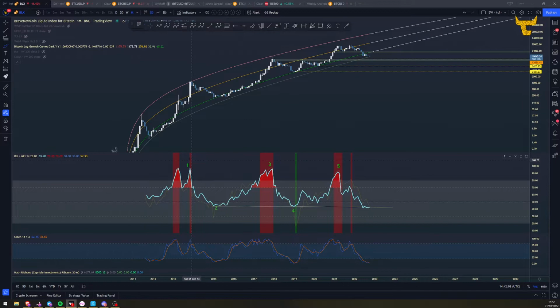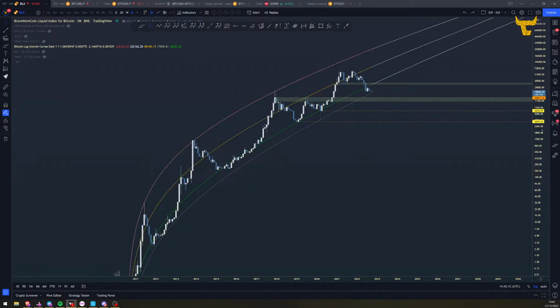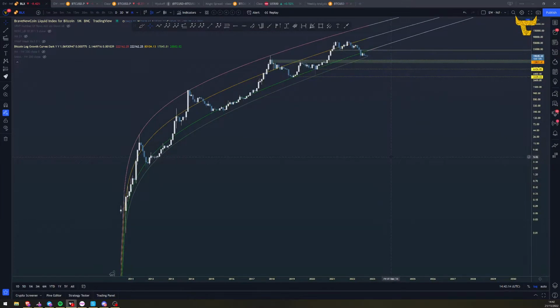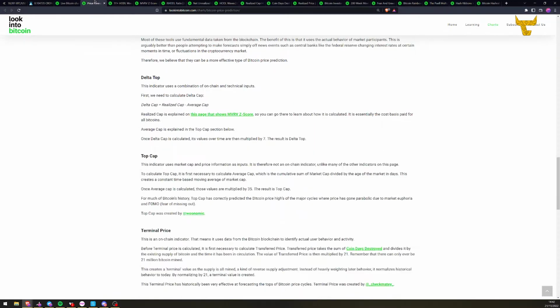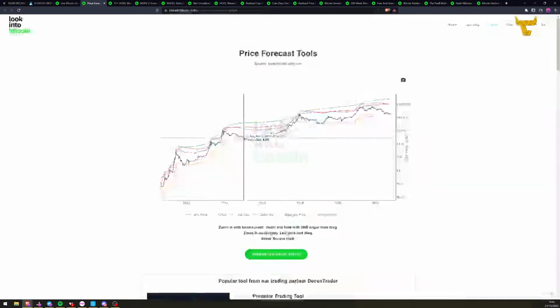So you see here, there's still the 1, 2, 3, 4, 5 here, right in the chart. I'm going to expand on that, but I wanted to take a look at a few indicators that you can find on lookintobitcoin.com, just to emphasize at which point we are in Bitcoin.